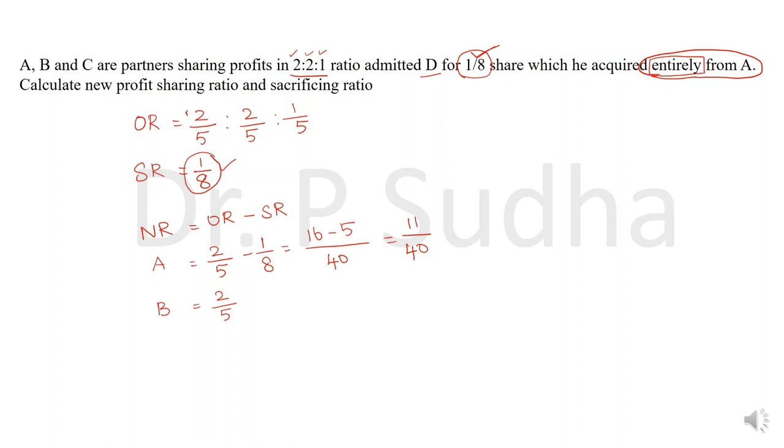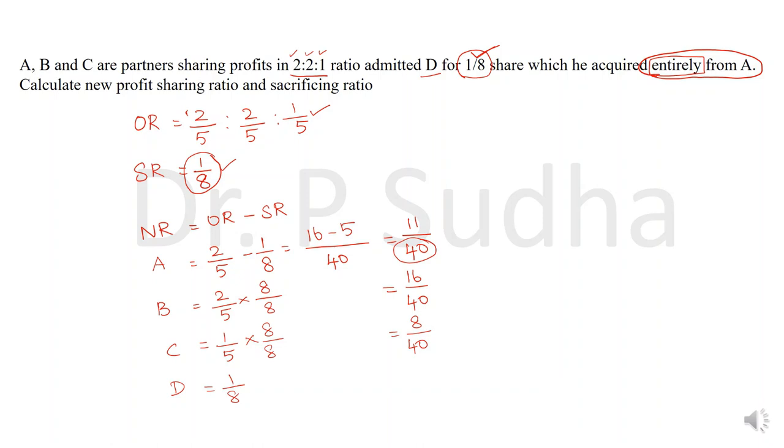But we have to bring the denominator to 40. If we have to bring 5 to 40, we have to multiply it by 8. 8 5s are 40. So we are multiplying both the numerator and denominator by 8. 8 2s are 16. 5 into 8 will give you 40. In the same way for C, what is C's old ratio? It is 1 by 5. We have to bring the denominator to 40, so multiplying by 8 by 8. The answer is 8 ones are 8, 5 8s are 40. Is this clear? So now D's share. What is D's share? 1 by 8.